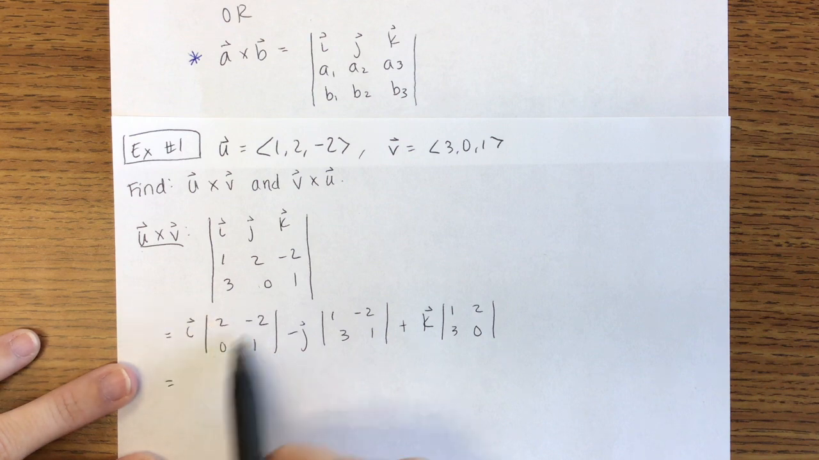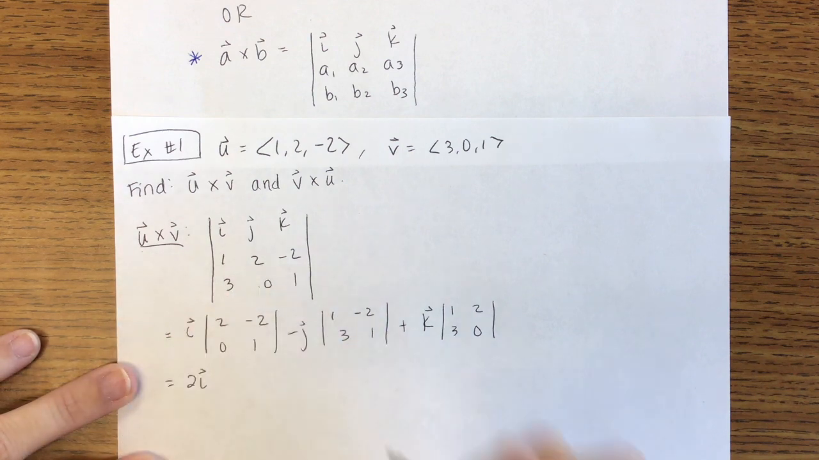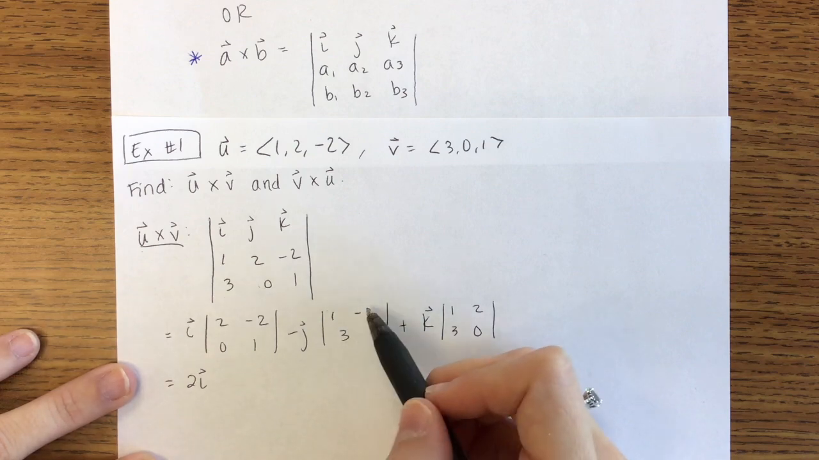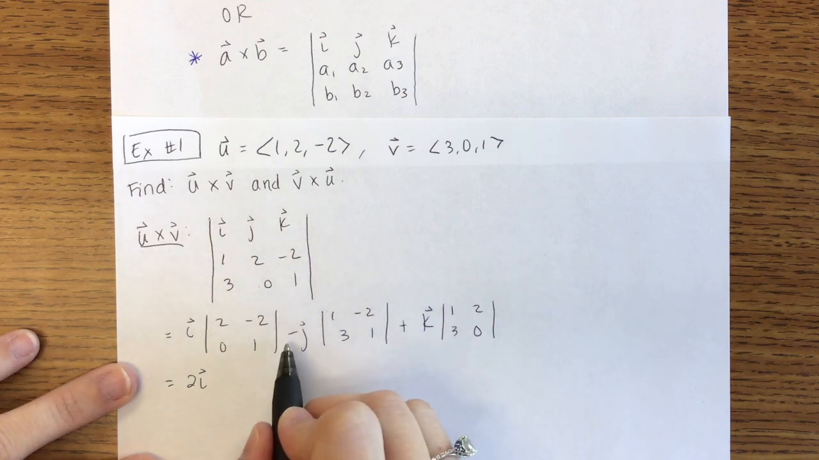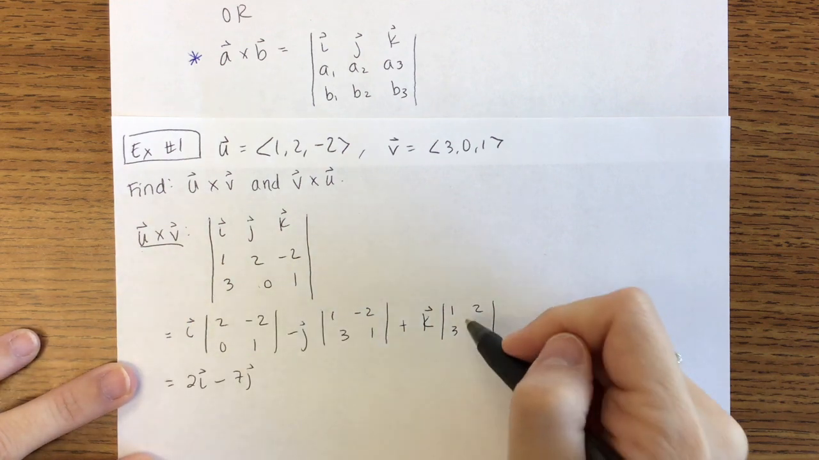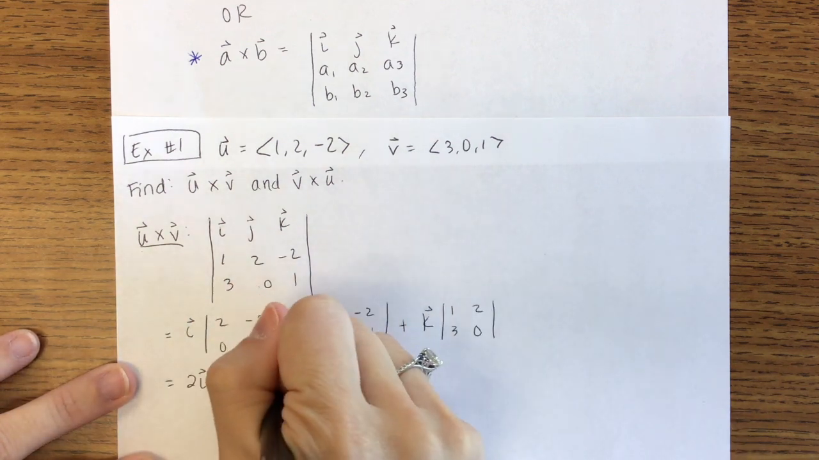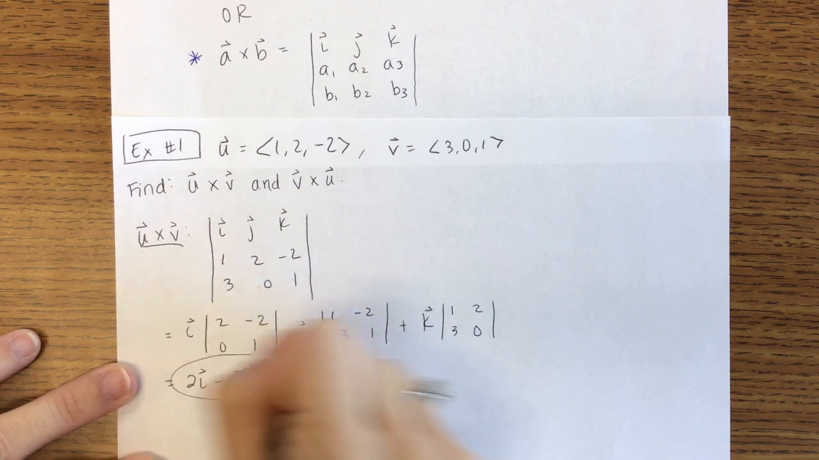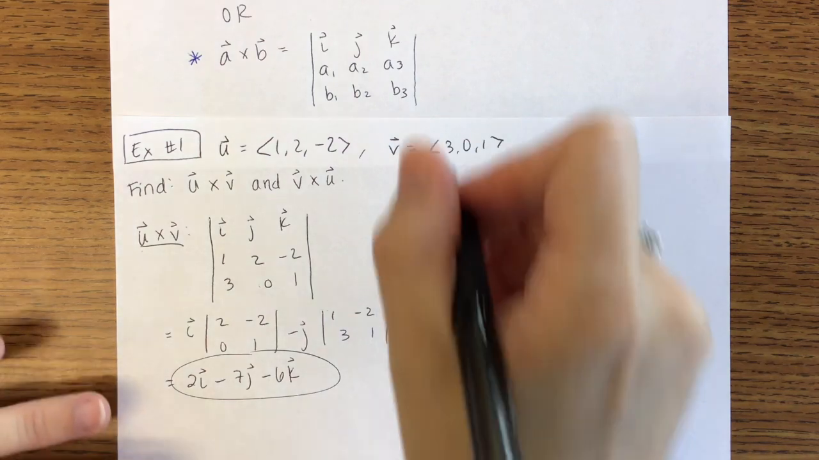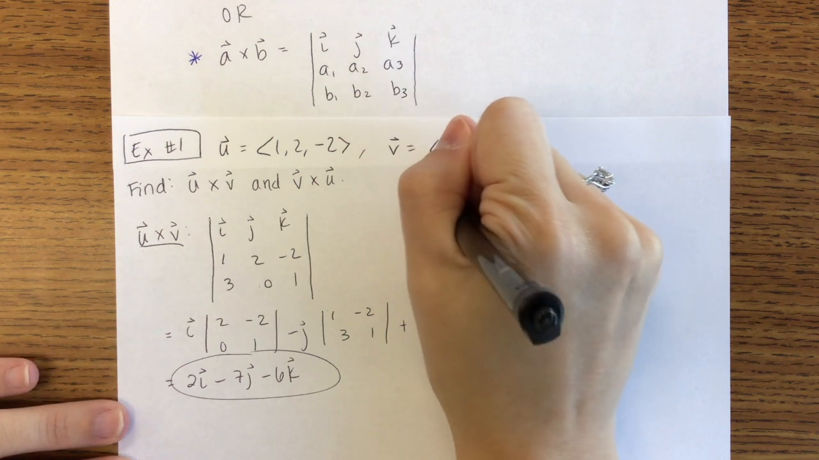This is going to be 2 minus 0, so we get 2i. This is going to be 1 subtract -6, so we get a positive 7, but we have that negative then, so -7j. And we have 0 subtract 6, so -6k. So this vector is U cross V. Next, you're asked to calculate V cross U.